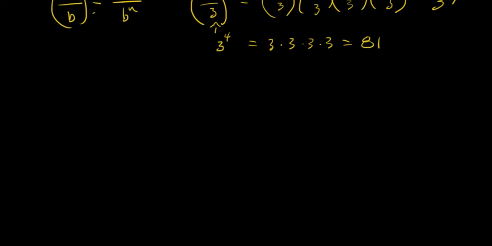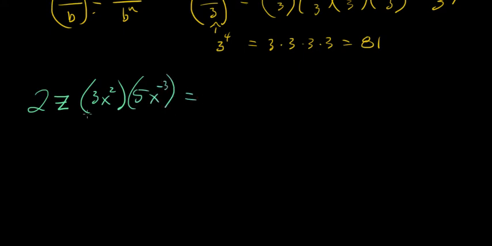You say, Mr. Mishler, what do we do with all this wonderful information? Oh, I'm so glad you asked. Suppose you have 2z times 3x squared times 5x to the negative 3. And you say, simplify that. What does that all add up to? Well, first of all, I can multiply 2 times 3 times 5 because I don't have any exponents on the outside of these parentheses. So I can say 2 times 3 is 6 times 5 is 30.